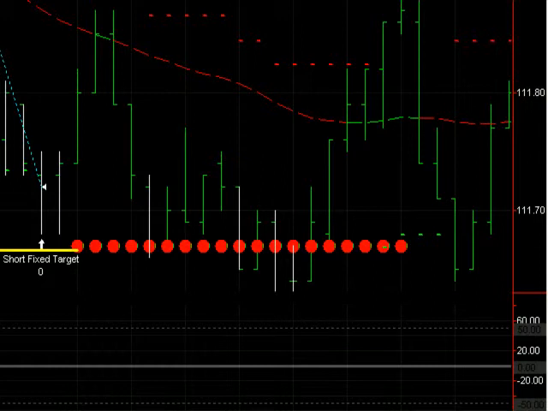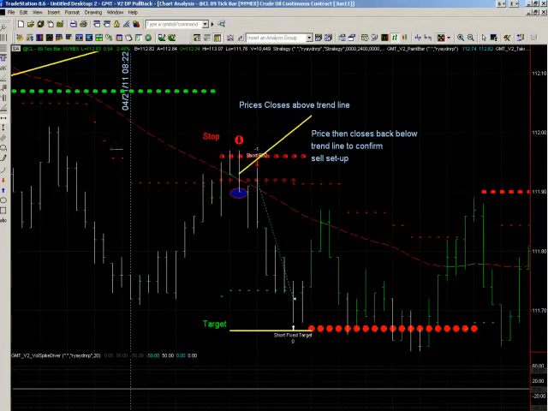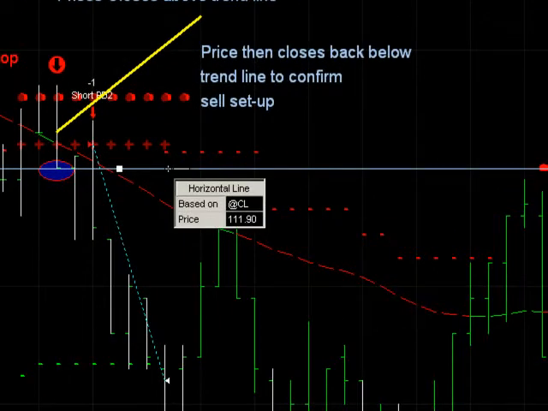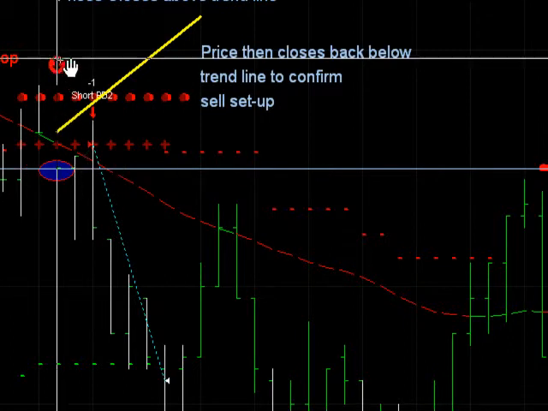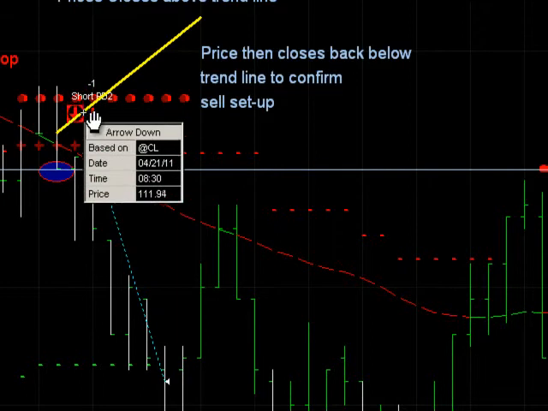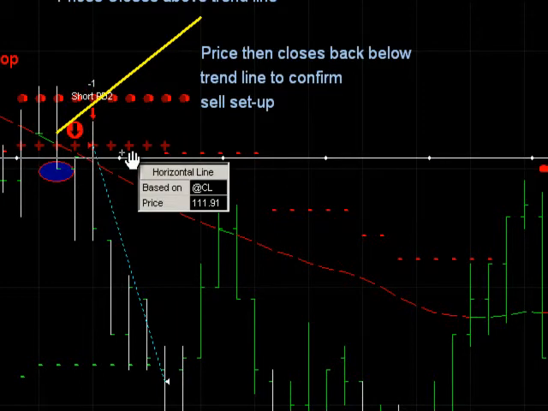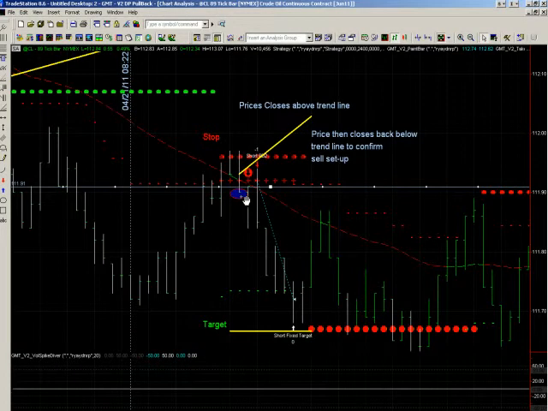That would be our first option for an entry, and that entry price there is 111.90. Now our second option for an entry would be the second candle close below, which you'll see is just there, the very next price bar, which is at 111.91. So there are our two entry options. Now, we'll put down our entry at 111.91.